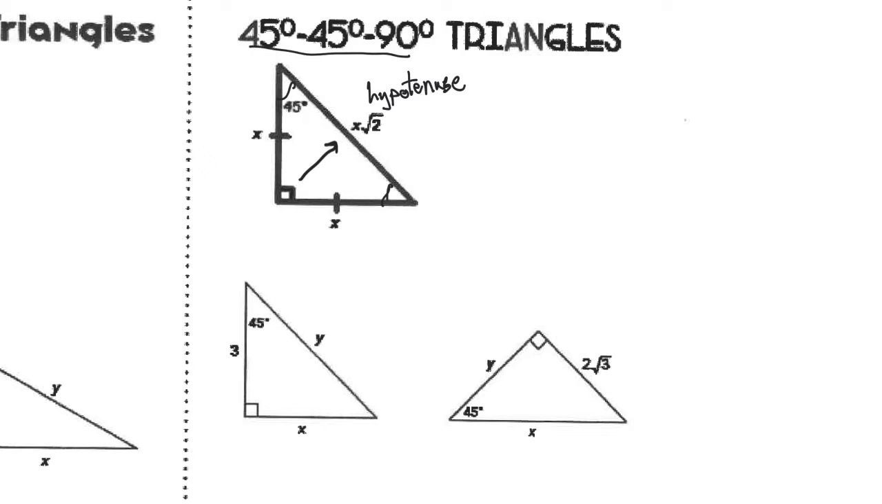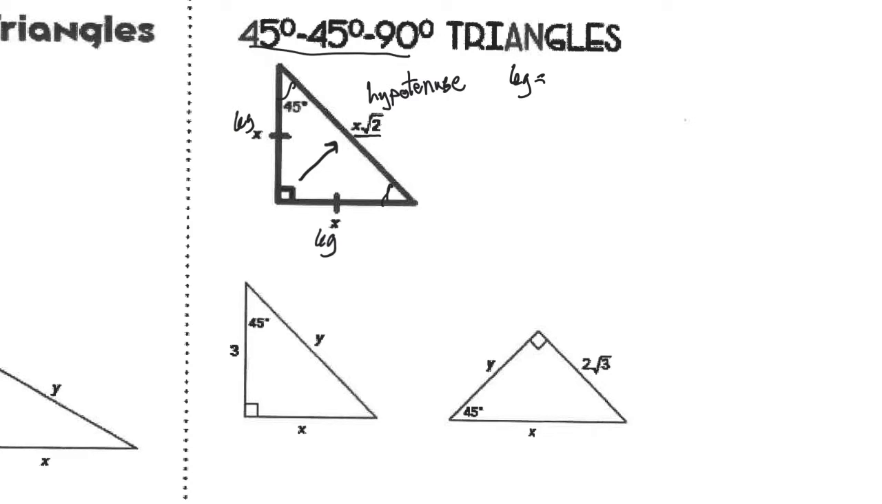When you have a 45, 45, 90, the legs are the same. So there's a leg, there's a leg. They're both x. In this case, they're the same. And then whatever x is, whatever the leg is, you take radical 2, multiply that by x, and you get the hypotenuse. So there's our formulas.